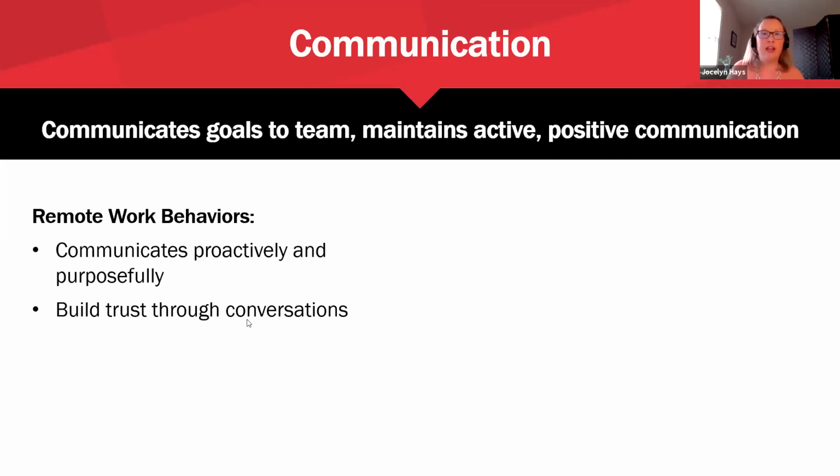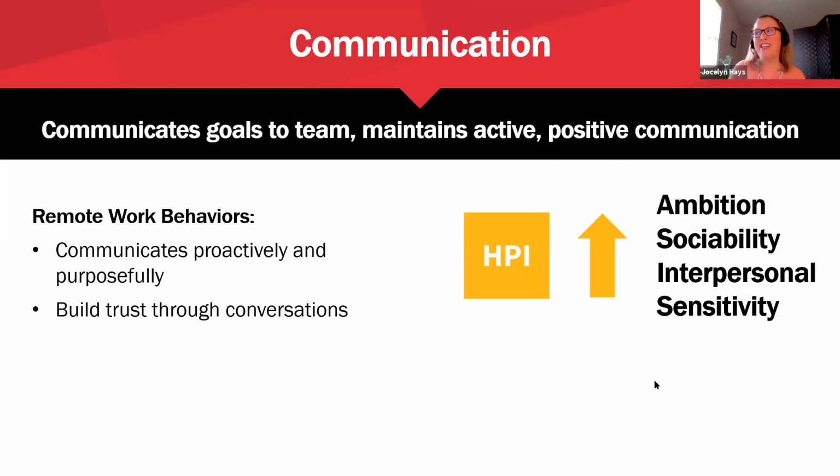So when we look then at the characteristics that relate to it, the ambition and the sociability here, this is really about the proactive piece, right? Are you driven to go out and talk to other people to get things done? That's the ambition. Sociability is, are you comfortable talking to other people? Do you want to go out and talk to other people? Or are you more independent on the lower side of sociability?